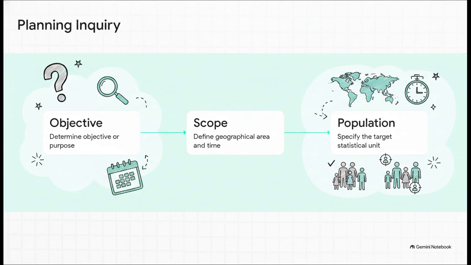First, you have to determine your objective. What exactly do you want to know? Second, you define your scope. Are you looking at a single neighborhood or an entire continent? And what's your timeline? Because if you take too long, your data just becomes outdated. Third, you must specify the population or statistical unit. Basically, who exactly are you investigating?